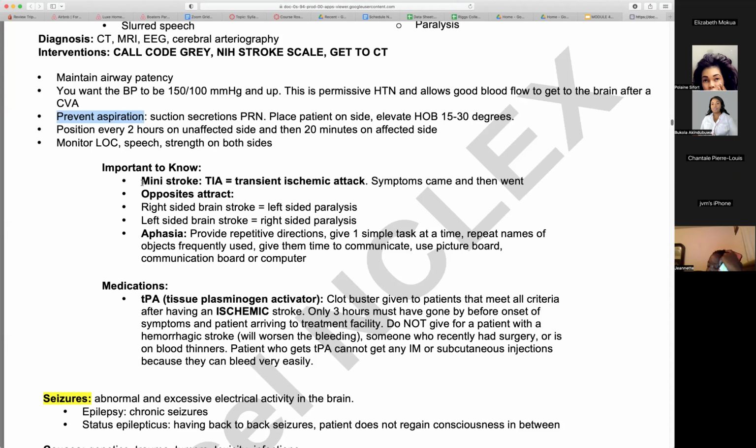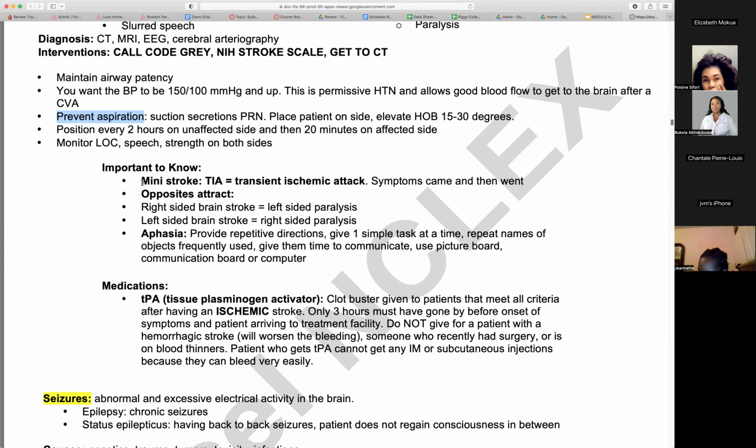So transient, does the symptom stay or no? No, it's not ongoing. Right, they leave, right? So a transient ischemic attack, the symptoms came and went. So a TIA is a mini stroke. The symptoms were there of a stroke, however, they did not persist. They did not last. Make sure you know that.